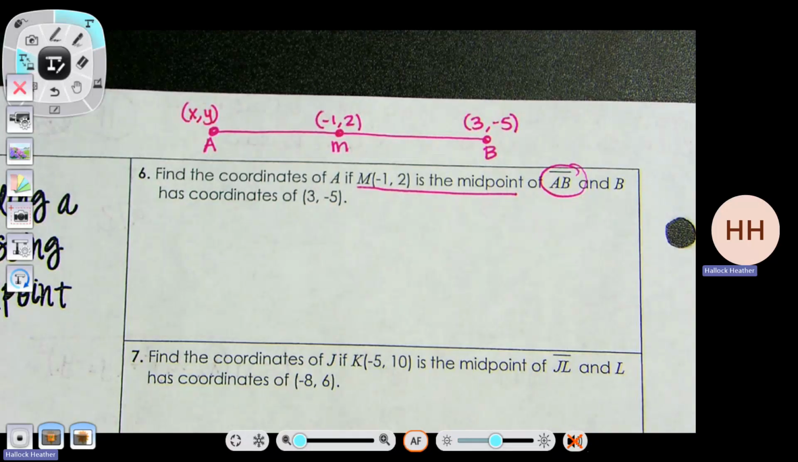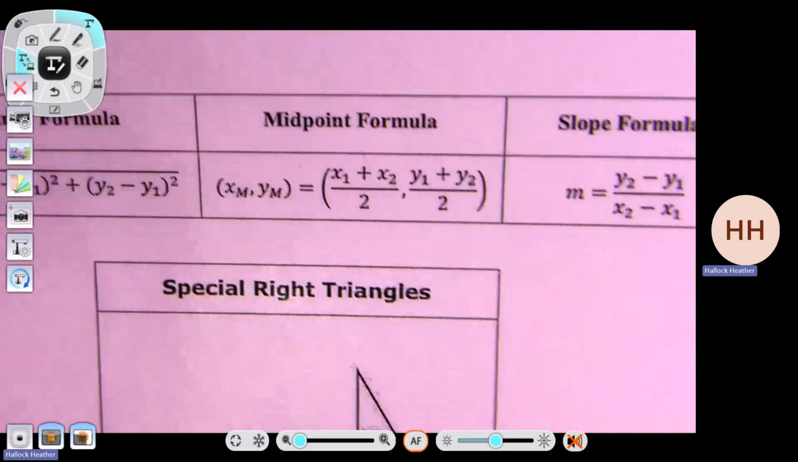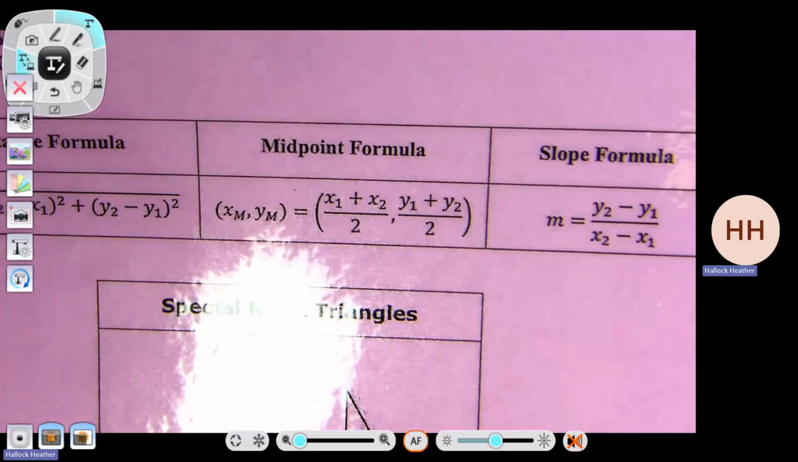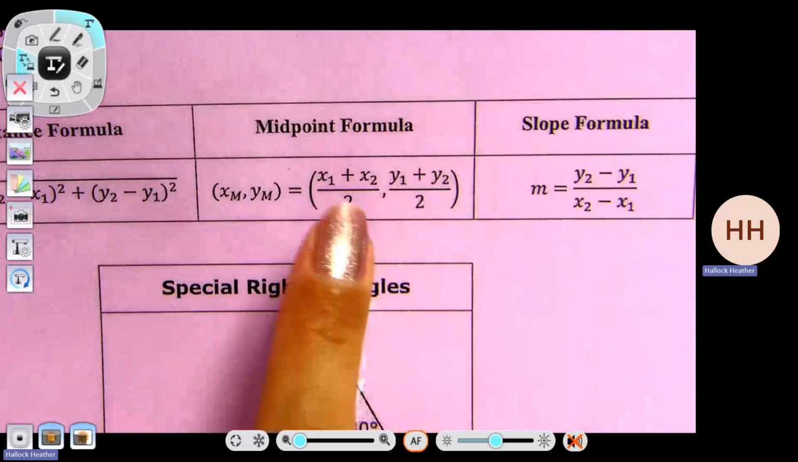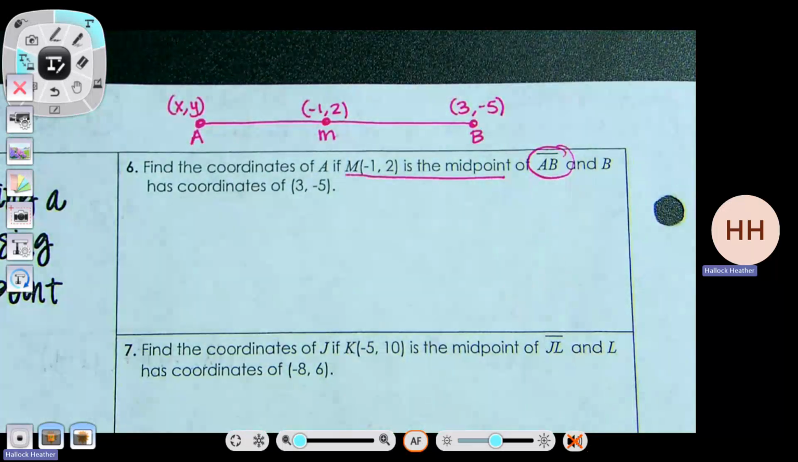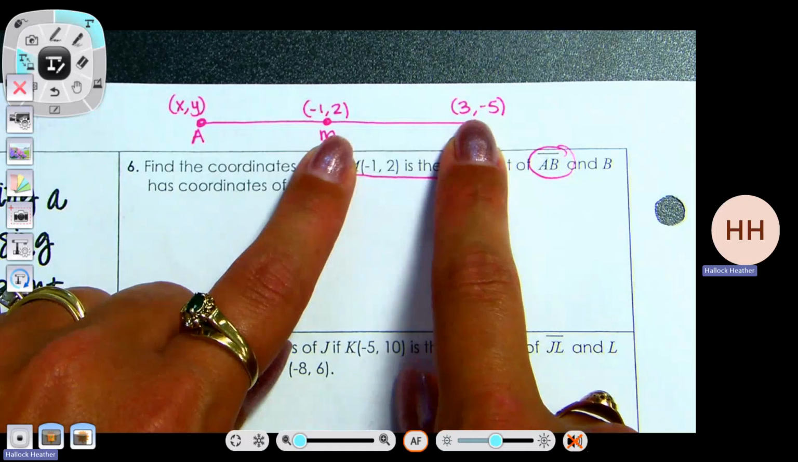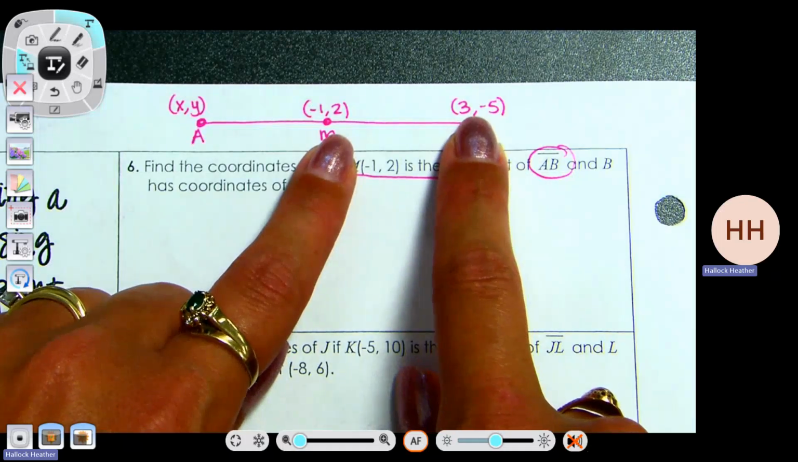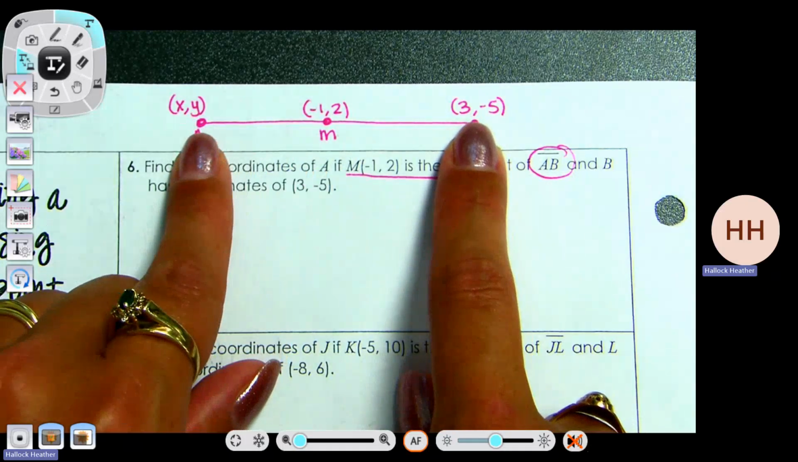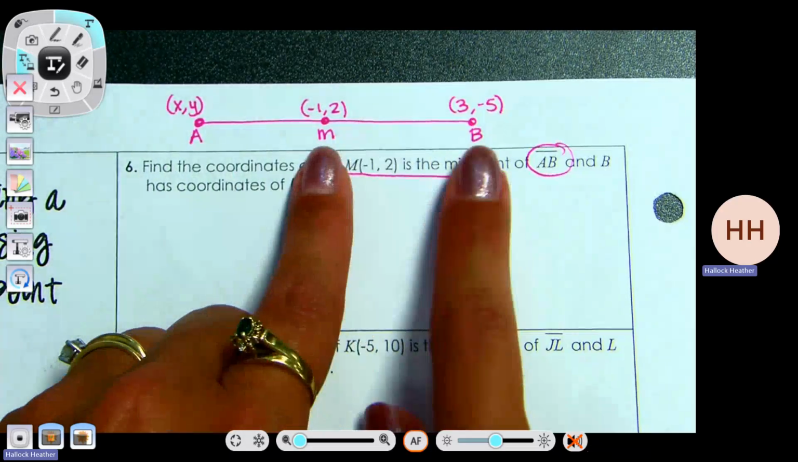Okay, so midpoint formula from your reference sheet. What we did yesterday was we took the coordinates, added them together, and divided by 2. It was easy peasy lemon squeezy. Now, if I did that here, taking these coordinates, adding them together and dividing by 2, that would not give me A. That would give me somewhere between M and B. We don't need that. We need to find this other coordinate over here.